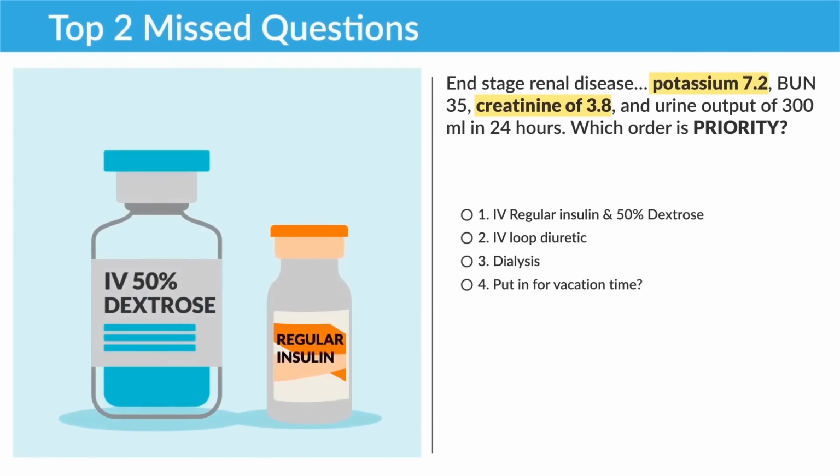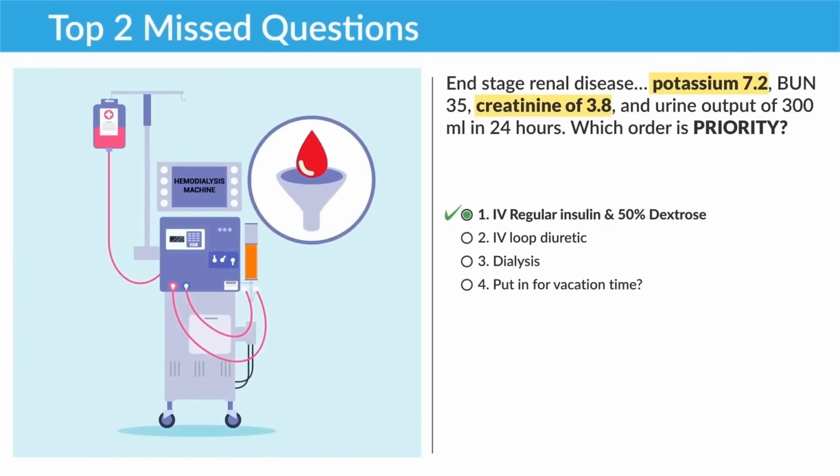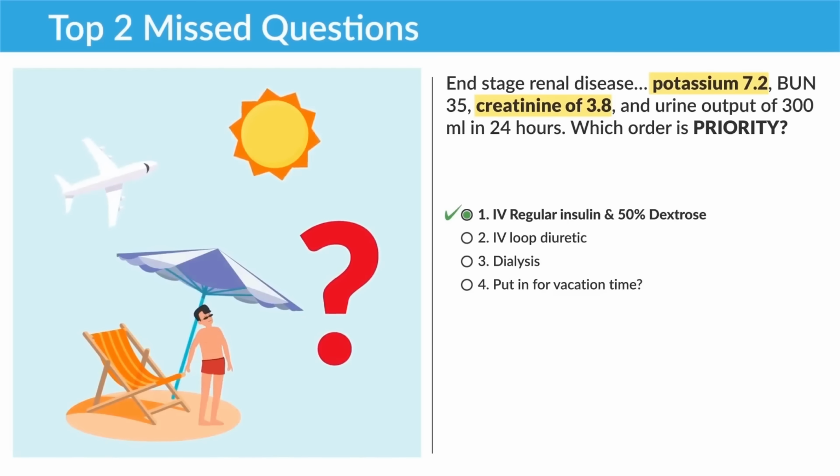So option number 1, IV regular insulin and 50% dextrose. Yes, we give this first. Not loop diuretics and not dialysis. This is used later. And definitely not option number 4, the vacation time, even though it's pretty tempting.